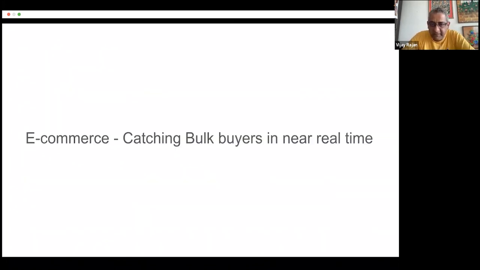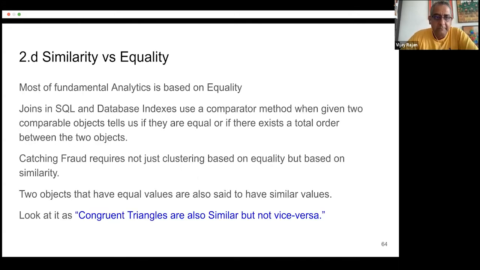This is, I believe, the last use case. Quick time check, not too bad. Catching bulk buyers in real time, in near real time. Now, most of the fundamental analytics is based on equality. For example, joins in SQL and database indexes use the comparator method. Given that two objects are comparable, are they equal or are they not equal? And can you make a total ordering? But catching fraud requires clustering based not just on equality, but on similarity.